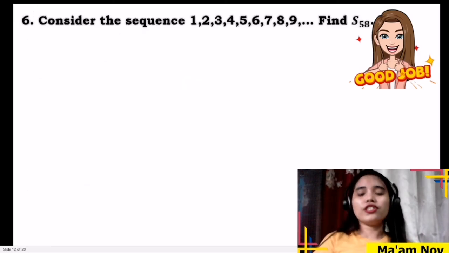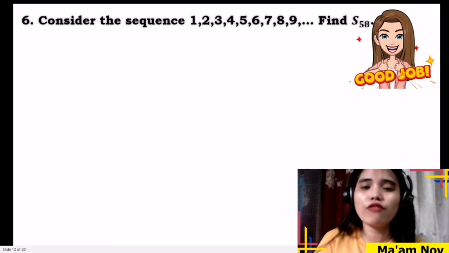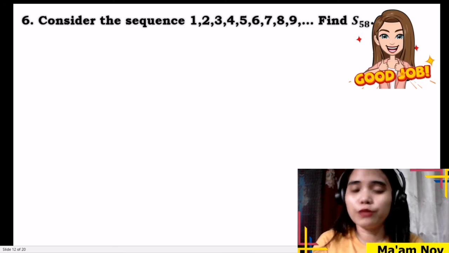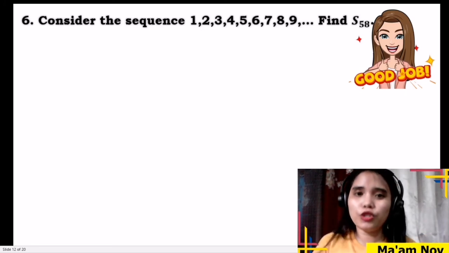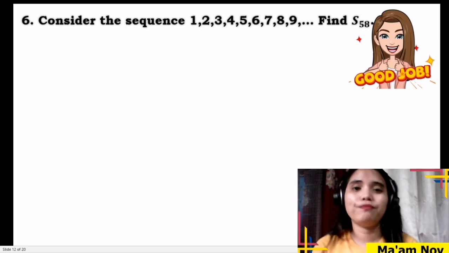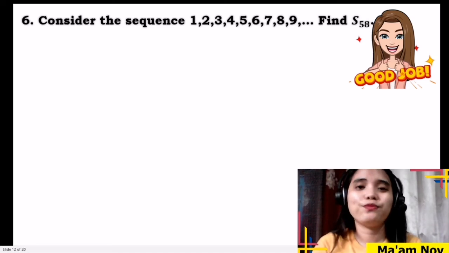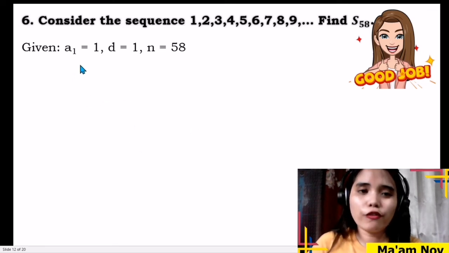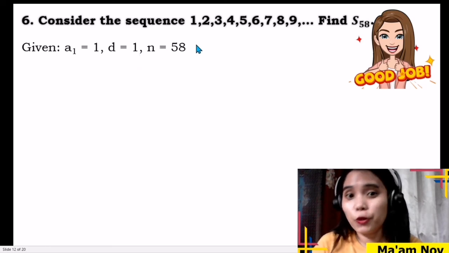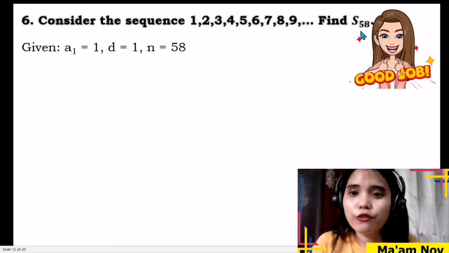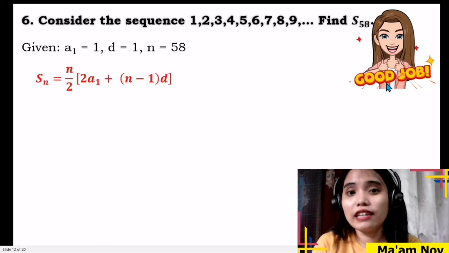Now, let's consider the sequence 1, 2, 3, 4, 5, and so on. We will find the first 58 terms, or we will find S sub 58. What formula should we use, Formula 1 or Formula 2? That's right, Formula 2, because we do not have our last term. We have our first term, a sub 1. We have the common difference, which is 1. How did we get it? 2 minus 1 is 1, 3 minus 2 is 1, and so on. And our n is 58. We just substitute in the formula.